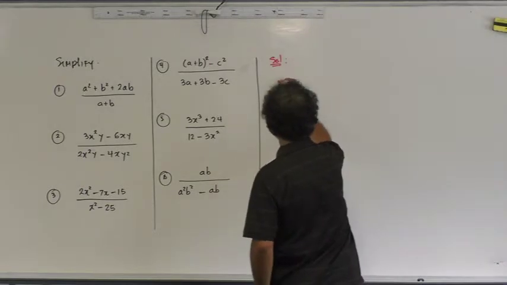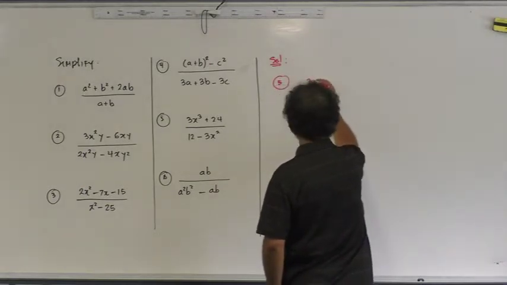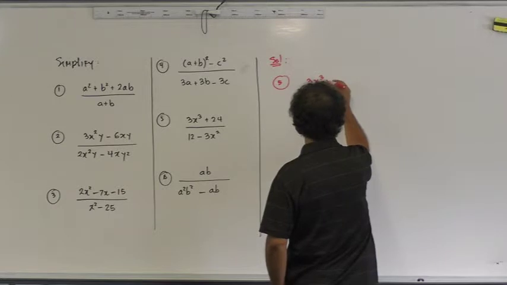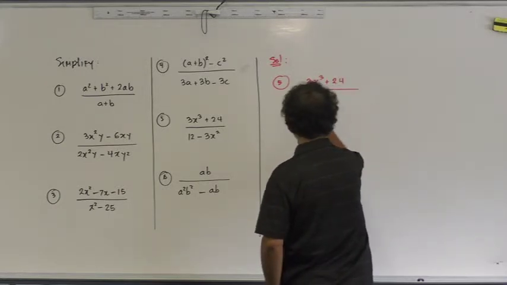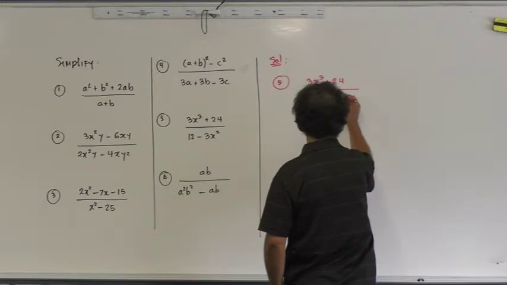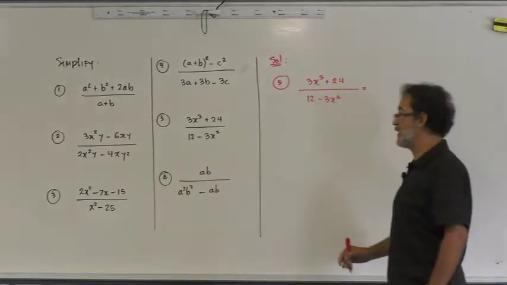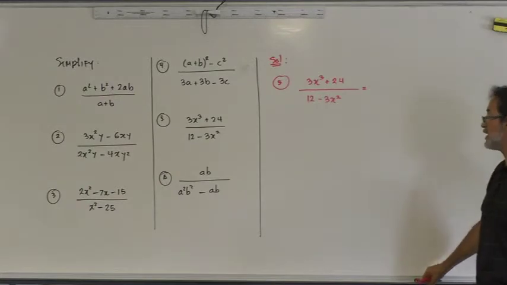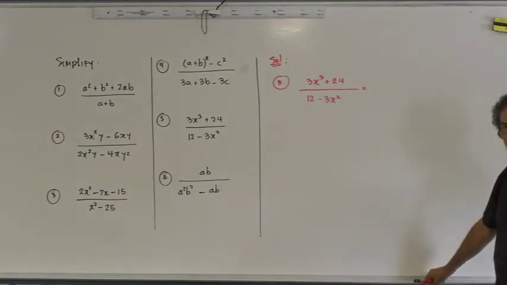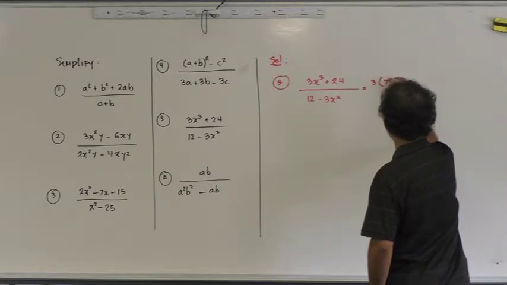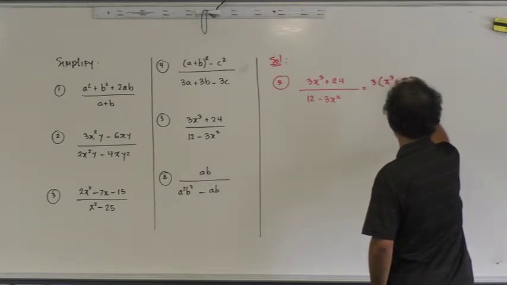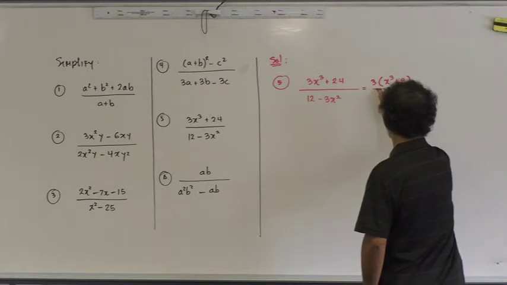Question 5. Okay, so the top line, before you do anything, see if you have any common factor. Do we have any common factor? Yes. The answer is yes. What is it? 3. So it's 3 outside of x cubed plus 8. Yes. Which is the same as 2.